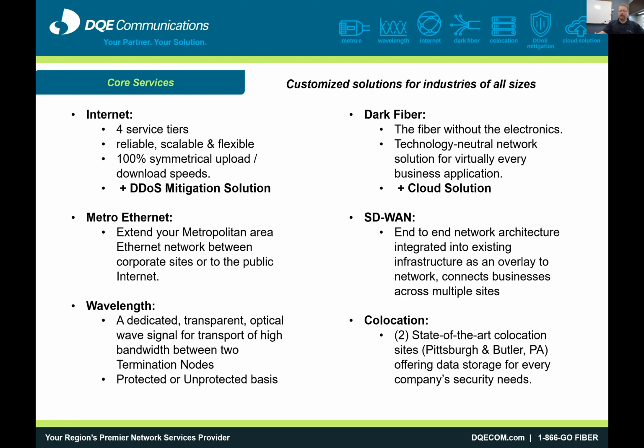DQE also offers co-location. We have 2 state-of-the-art co-location sites, one in downtown Pittsburgh and the other in Butler, PA. Both locations are environmentally controlled and have access to DQE's fiber network, feature 24/7 multi-tier card access systems, and provided and installed lockable cabinets, and are carrier-neutral facilities.